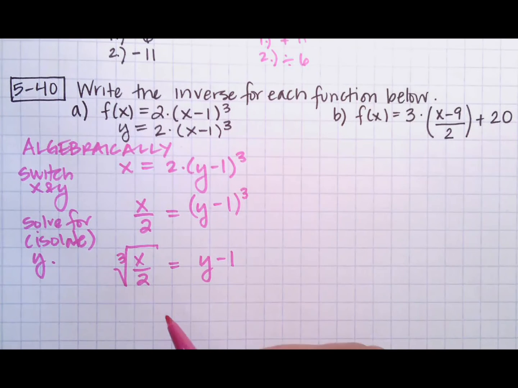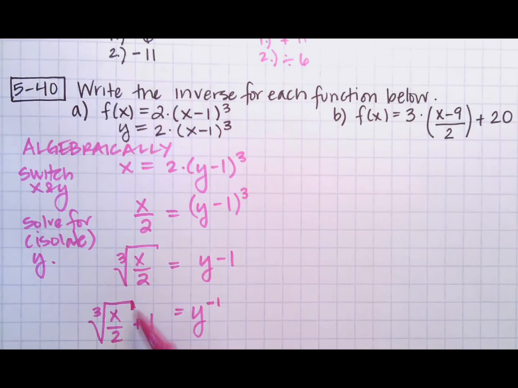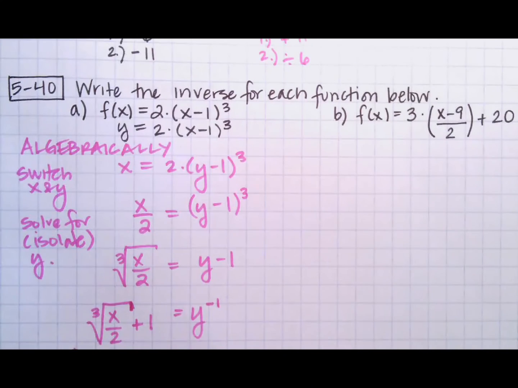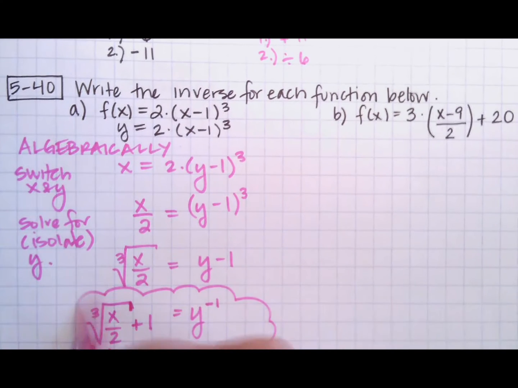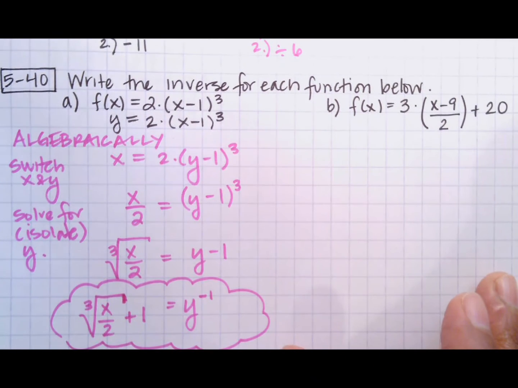The last step is just to solve for y. So y equals, when I add 1 to the other side, the cube root of x over 2, and then plus 1. This is the inverse equation. Please note that this plus 1 is not underneath the cube root. So that is my final inverse equation. If I did the same thing for the other one, I could again algebraically solve for the solution. I could also try doing this in words.